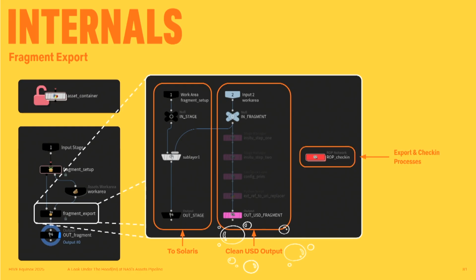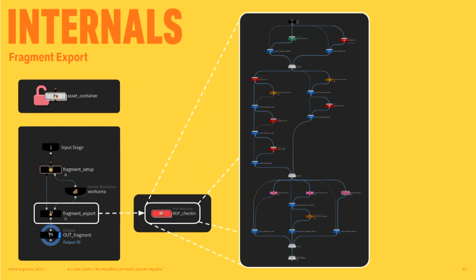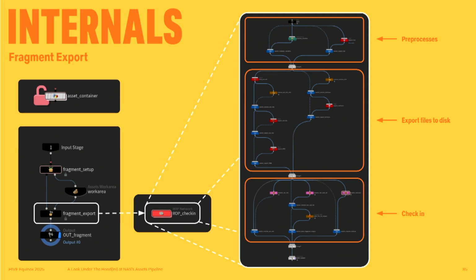Lastly, we have that ROP network that lays out the export and check-in processes that run and the order. I'm not going to go into too much detail, but essentially it covers some pre-processes that run, exporting the files to disk, and checking them in.